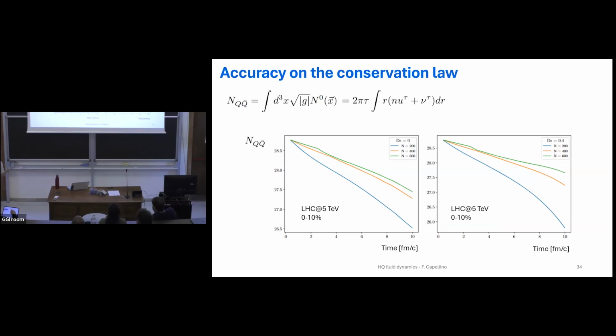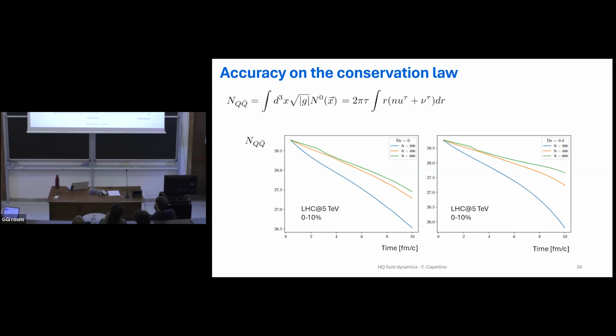And then what we're interested in eventually is to conserve this total number of heavy quark anti-quark pairs in the medium. So we can go back to our conservation law that in our 1+1 dimension is written like this. So it will be given by this radial integral of the time component of the heavy quark current. And we can plot it as a function of time. And here, the different colors are for a different number of points in the grid. In the left case, with spatial diffusion coefficient equal to 0, and in the right-hand side with 0.4.